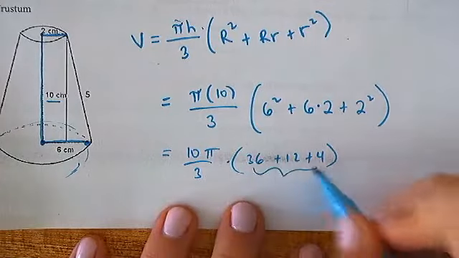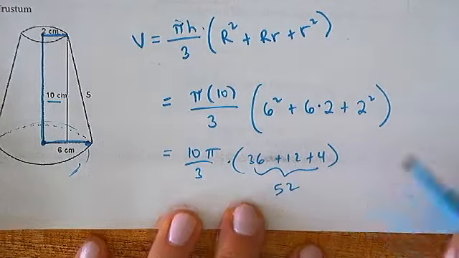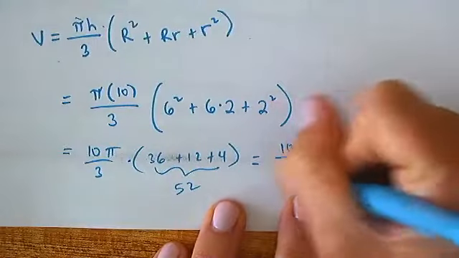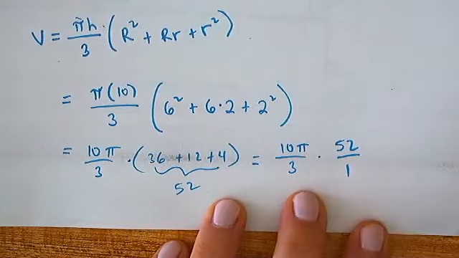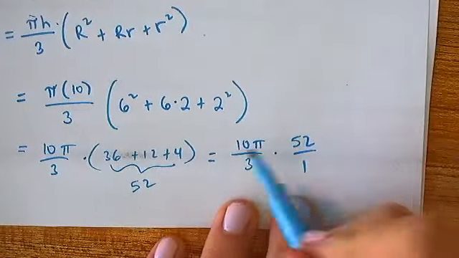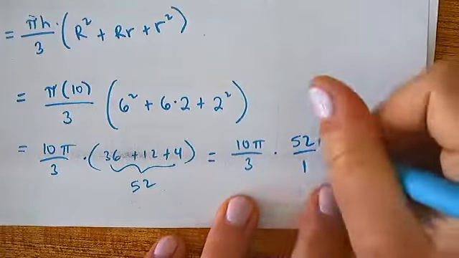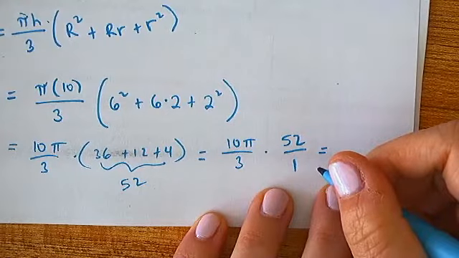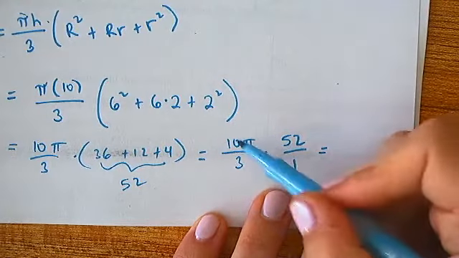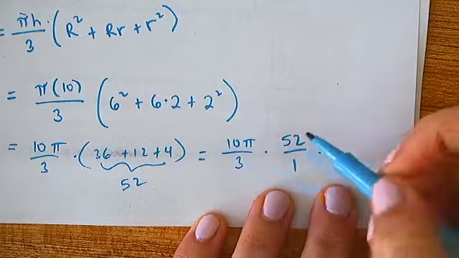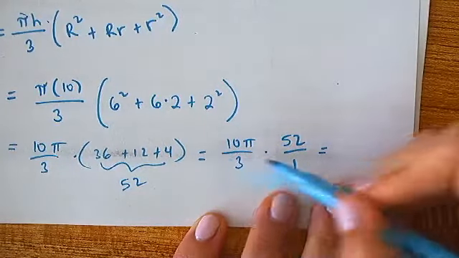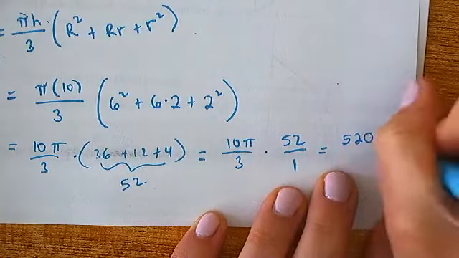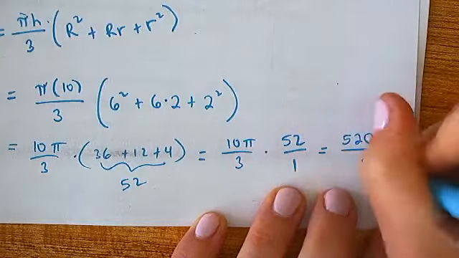That all added together is 52. So this becomes 10 pi over 3 times 52. We can put it over 1 if you'd like. And then we always multiply straight across. You are also welcome to simplify if you can, but we actually can't. 10 doesn't go into 3 and 52 doesn't go into 3. So we do have to multiply numerator with numerator, denominator with denominator. So 10 pi times 52 is 520 pi, divided by 3 times 1, which is 3.